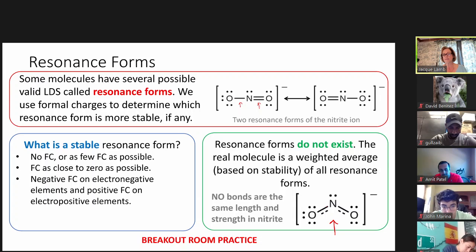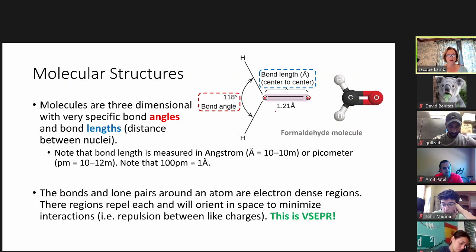One is the bond length, and that's measured from the center of one atom to the center of the next. That's the bond length, center to center. And they are on the order of 10 to the minus 10th meters, or that's angstroms. The other thing is the bond angle. What is the angle that exists between those two atoms?